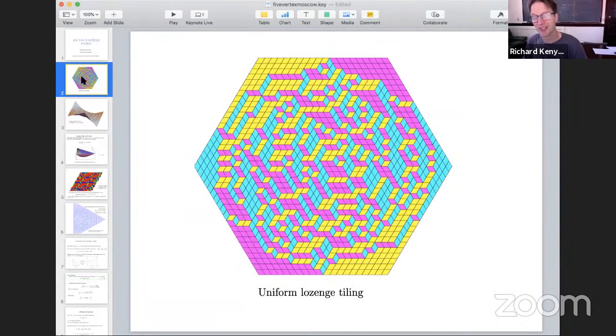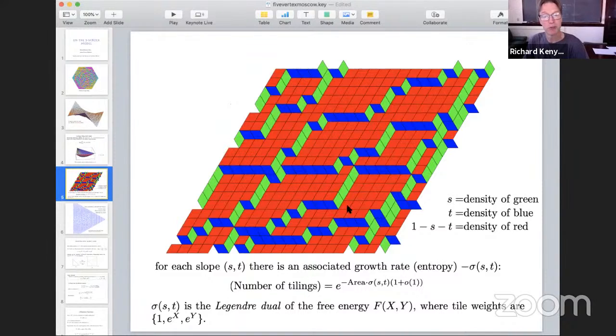let's go back to this picture here. Sorry to jump around. If I zoom in to a point like over here, what I'm going to see is that even though the surface globally is non-homogeneous, I will see locally some sort of homogeneous distribution of pinks, yellows, and blues, and that will have a particular local slope. Once you fix the density of the greens, the blues, and the reds, let's call S the density of greens, T the density of blues, and 1 minus S minus T the density of red tiles. Let's just say the density per unit area.